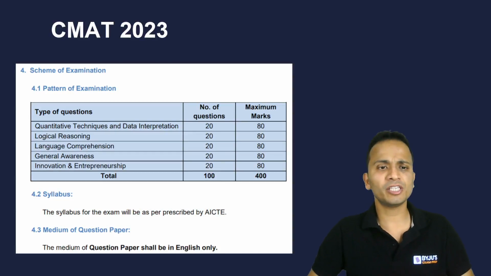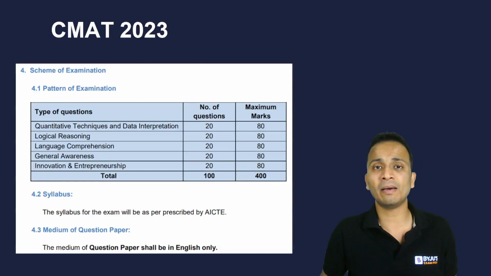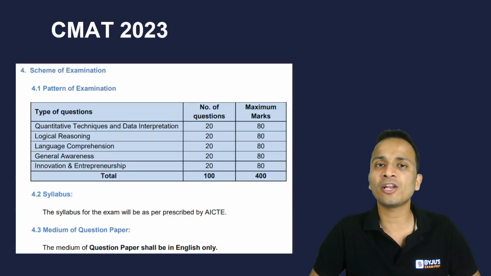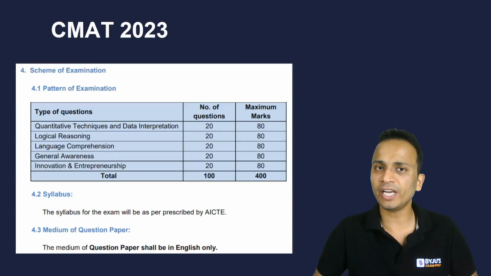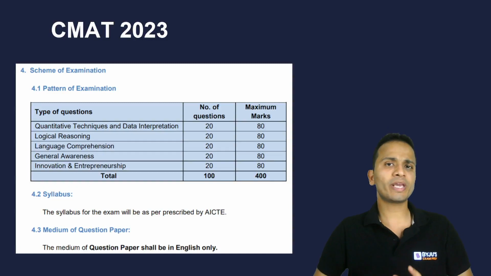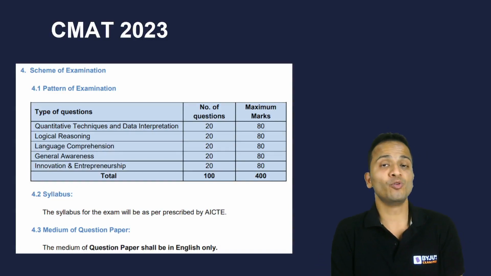The first section is general awareness. So yes, GK is asked in this paper, so you will now have to start preparing for general awareness. The next section, which is uncommon and which we have not seen in any other examination, is innovation and entrepreneurship. Again, all these sections will have 20 questions and equal weightage, so you cannot neglect any of these sections even if you want to.